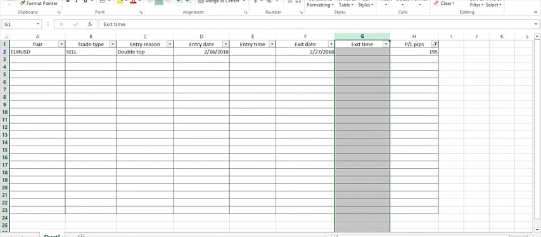So traders, this is how you backtest properly in the forex market.